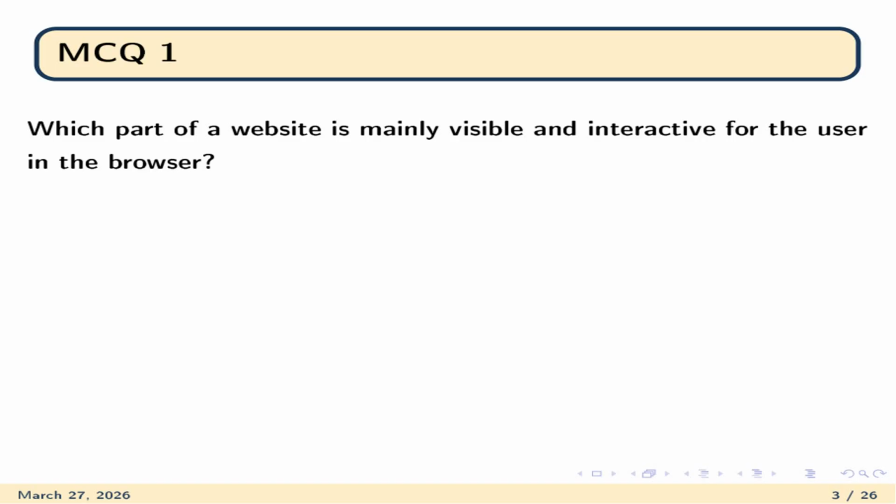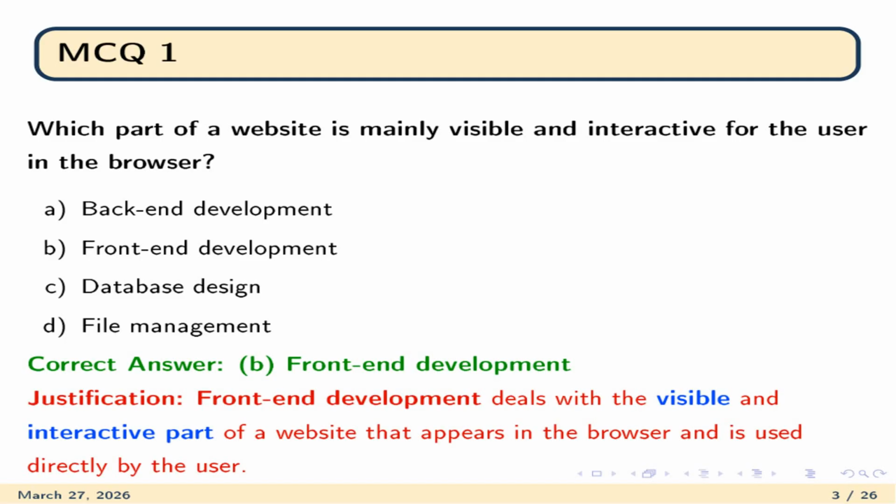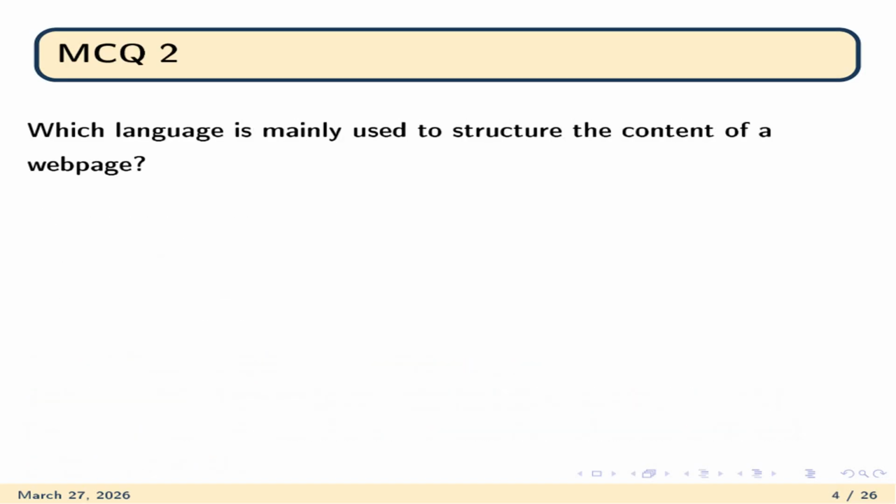Question number 1, which part of a website is mainly visible and interactive for the user in the browser? Backend development, front-end development, database design, file management. The correct option is front-end development, because front-end development deals with the visible and interactive part of a website that appears in the browser and is used directly by the user.